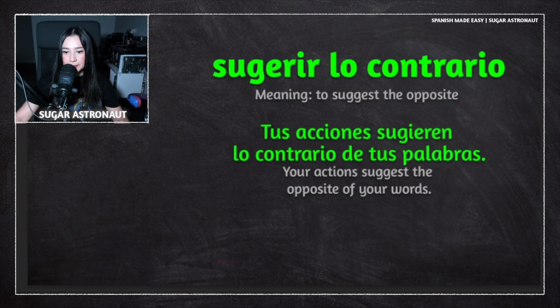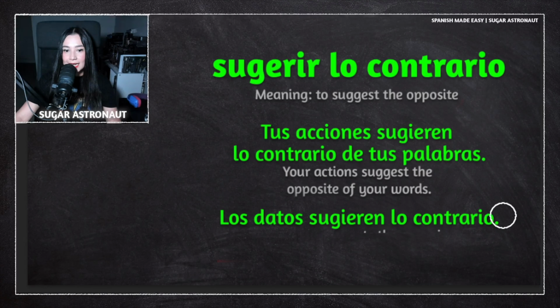Now let's look at the next example using this phrase. Los datos sugieren lo contrario. So we're just placing a noun before the phrase. Los datos, and then the phrase. Of course, sugerir is conjugated, just like it is over here. Sugerir, conjugated, and this one is the same.